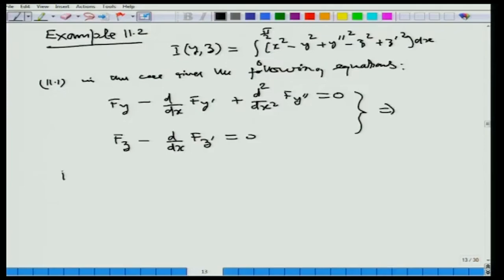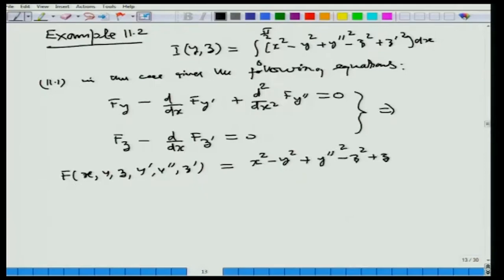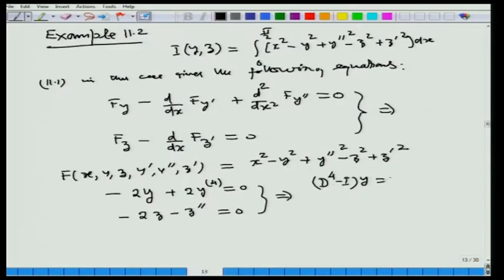Here in this case, we have f, which is a function of x, y, z and y prime, y double prime and z prime, which is x square minus y square plus y double prime square minus z square plus z prime square. So, these two equations will reduce to the following, that is minus 2y plus 2y fourth derivative equal to 0 and minus 2z minus 2z double prime equal to 0. So, here these can be written in this manner, that (D^4 minus I) of y equal to 0 and (D^2 plus 1) of z equal to 0.